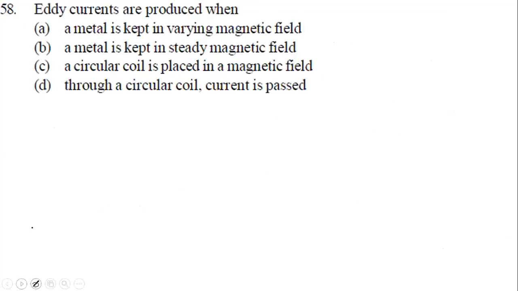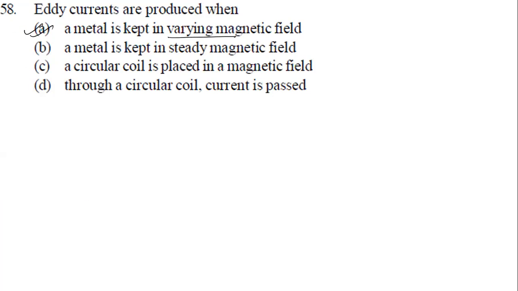Okay, next question. When is eddy current produced? This is a direct question. Eddy current is produced when you have a thick metal plate moving in a uniform magnetic field, meaning either your plate needs to move or the magnetic field needs to change. Only one thing needs to happen. So here a metal plate is kept in a varying magnetic field, so it is the right answer.